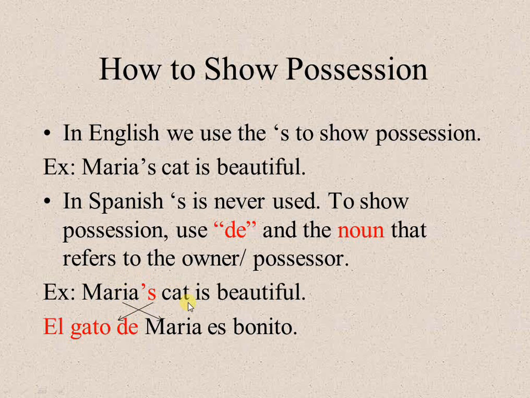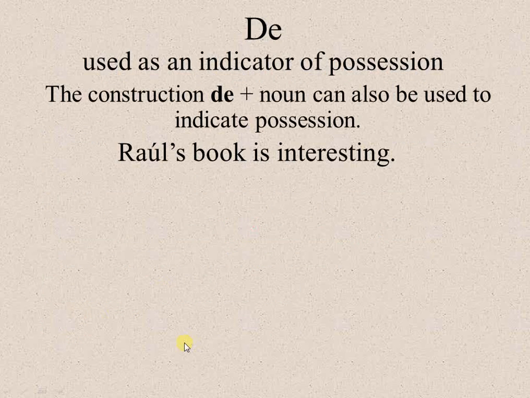Well, in Spanish, we are going to change the structure of the sentence and we are going to use de. So you're going to say, El gato de Maria es bonito. Okay? So never use apostrophe s, never put what the person has afterwards. Whatever the person has needs to come before. De is used as an indicator of possession. So we use the construction de plus noun to indicate possession.